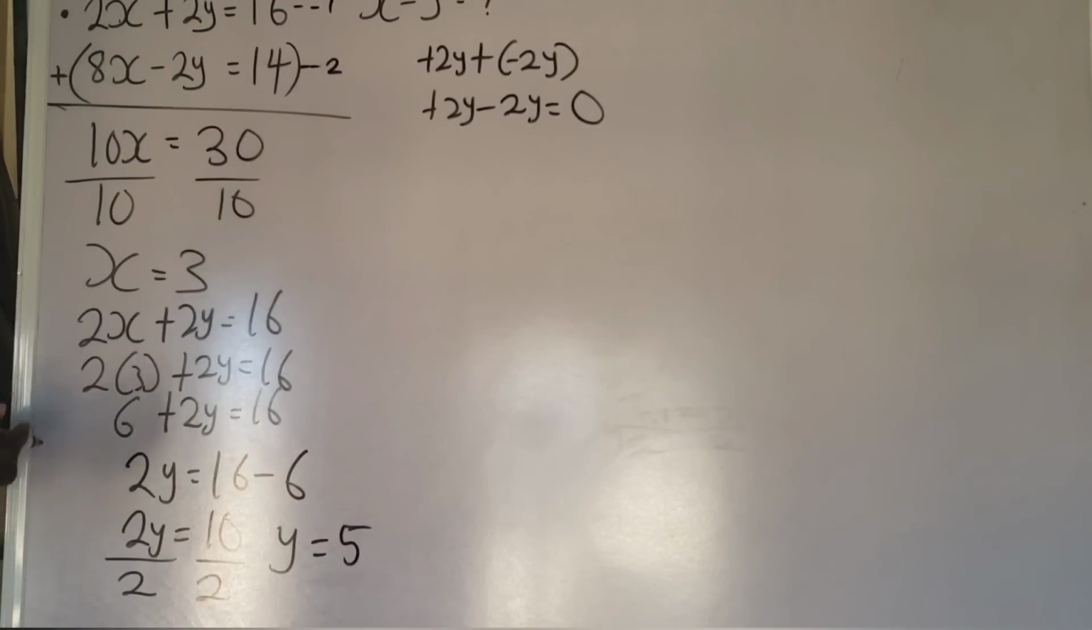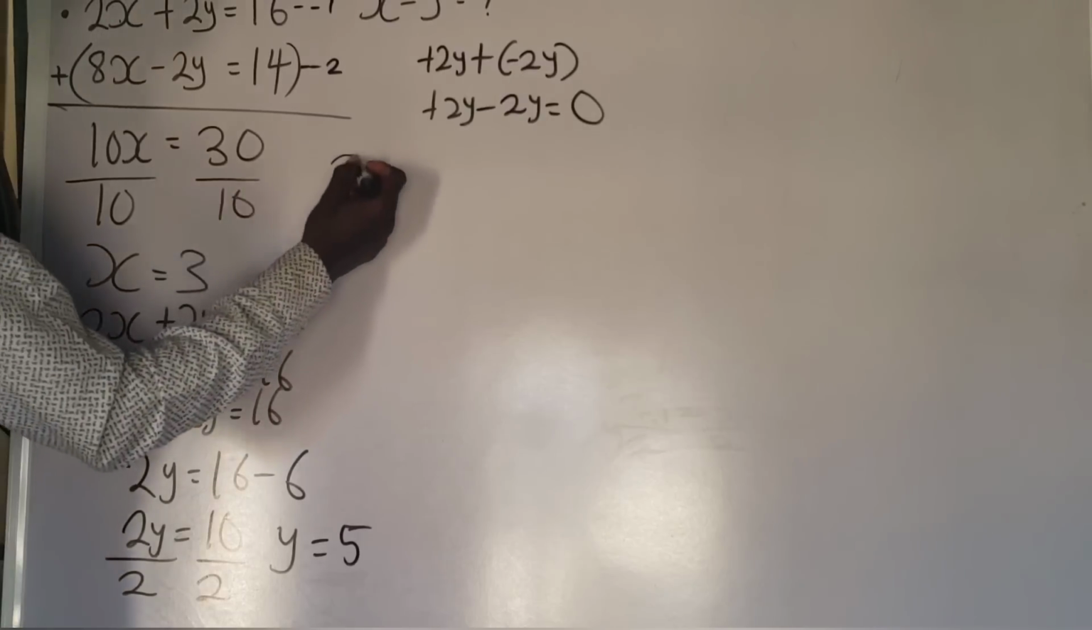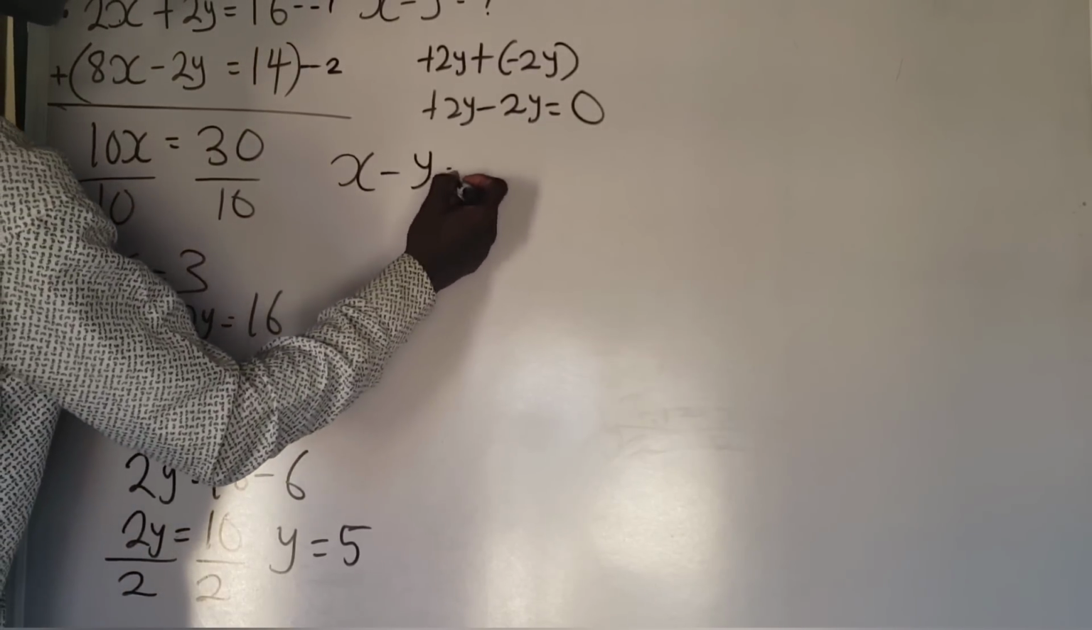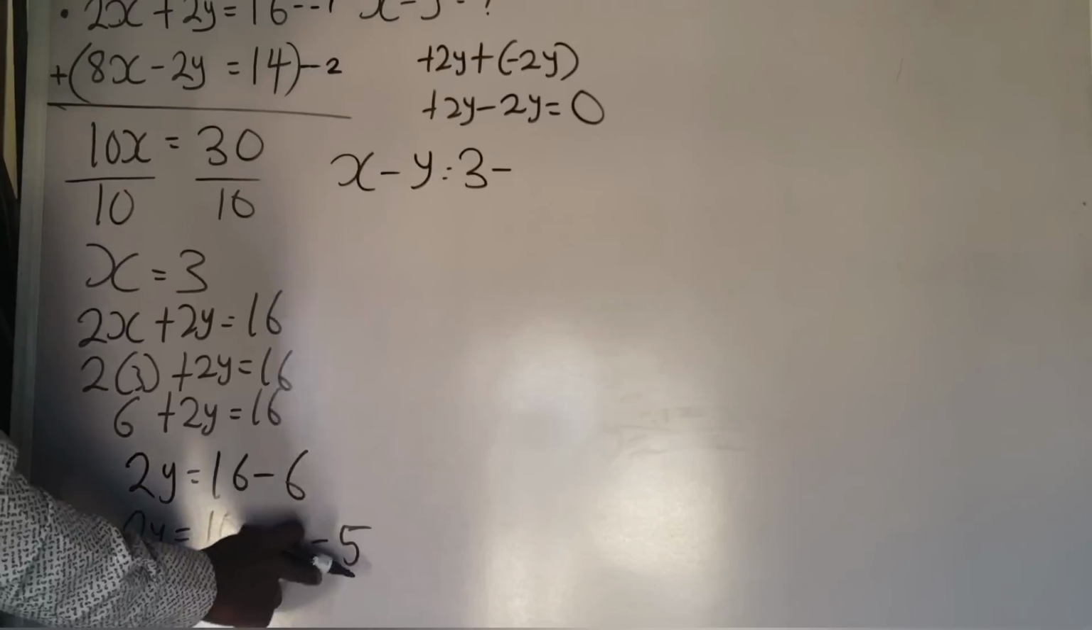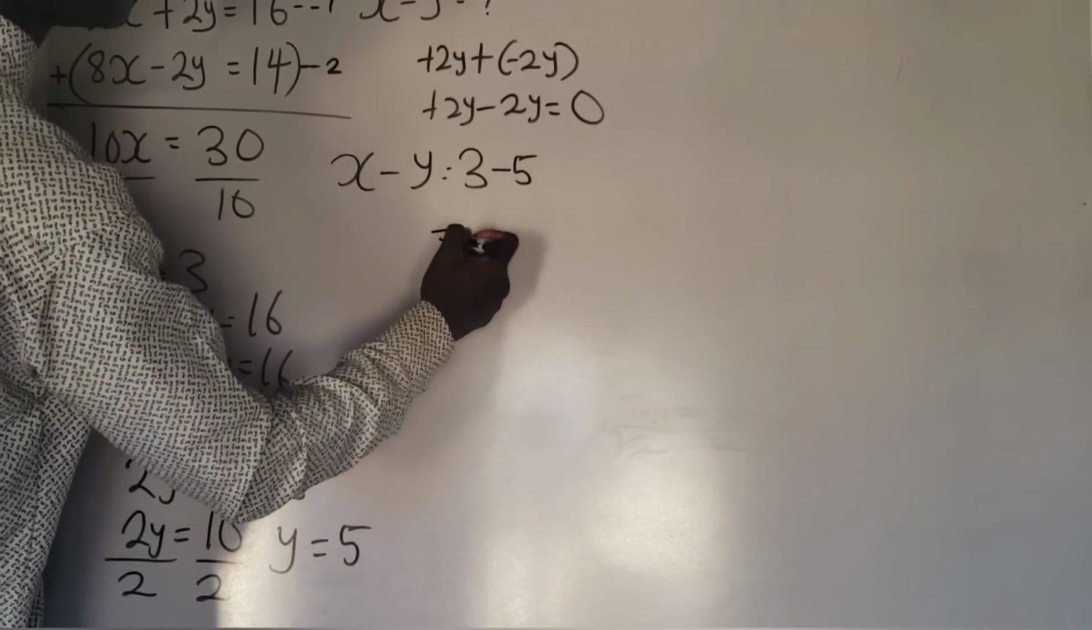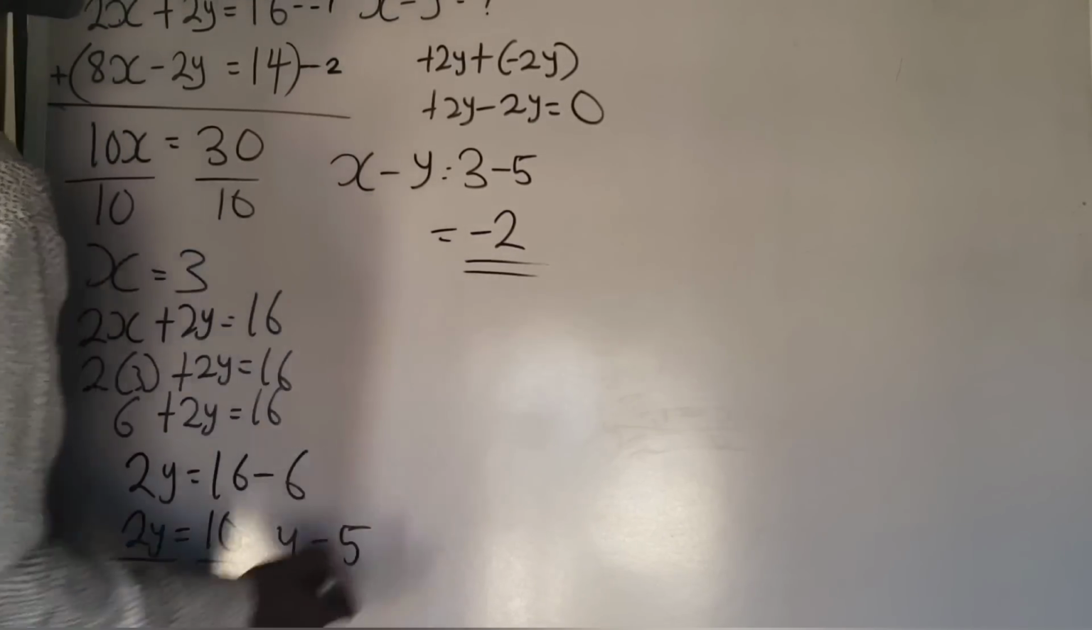Now, I can easily determine the value of x minus y. x minus y will be equal to, x is 3, so I'm going to have 3 minus y. y is 5, so I'm going to have 3 minus 5. This is negative 2. The answer is negative 2.